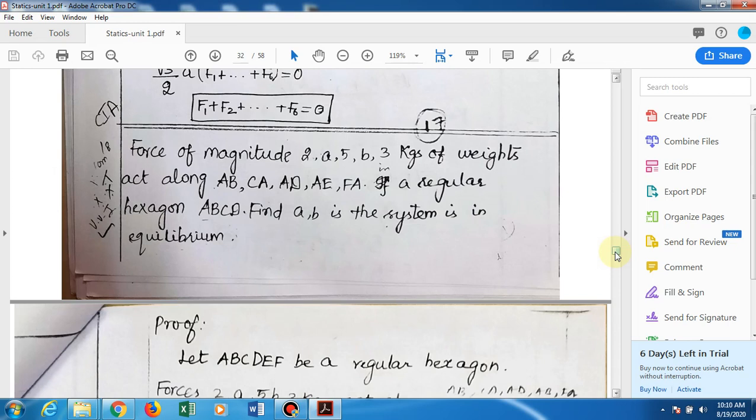You see, forces of magnitude 2, A, 5, B, 3 kgs weight act along AB, CA, AD, AE, FA in a regular hexagon ABCDEF. Find A and B if the system is in equilibrium. You see the proof. The diagram is also important.